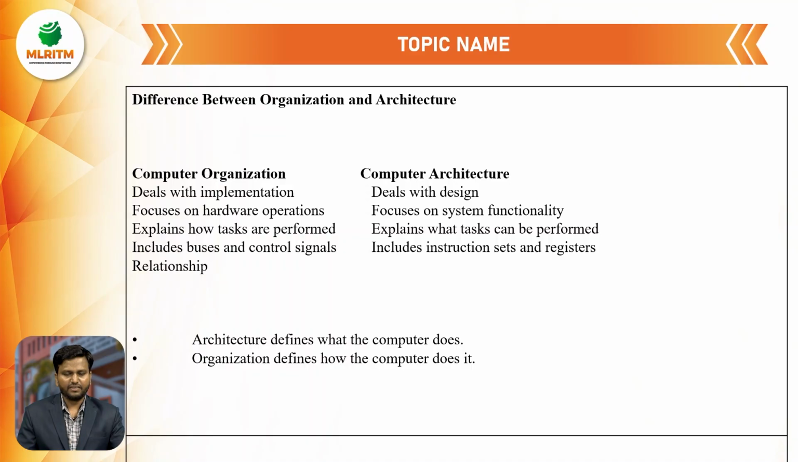The difference between computer organization and architecture. We will see computer organization deals with implementation. Implementation is nothing but whatever data we are giving, that will be executed in the proper way. The data will be implemented. And computer architecture deals with the design. It only deals with the design.